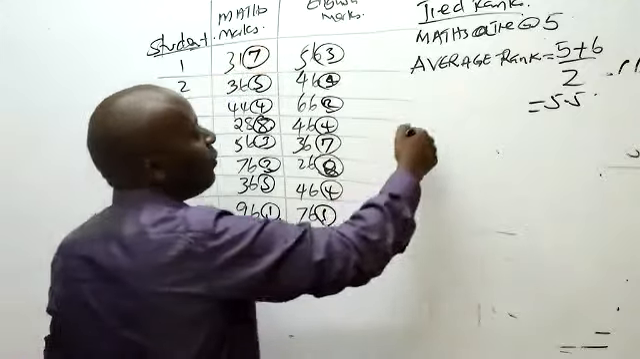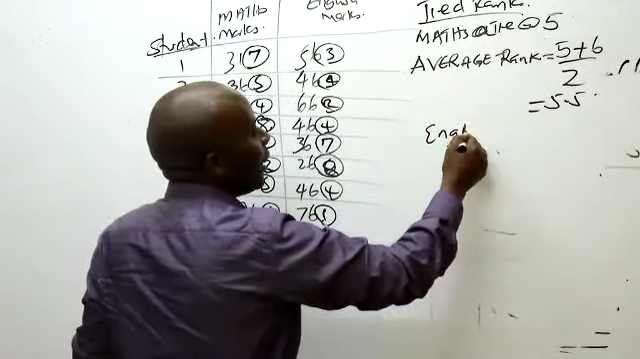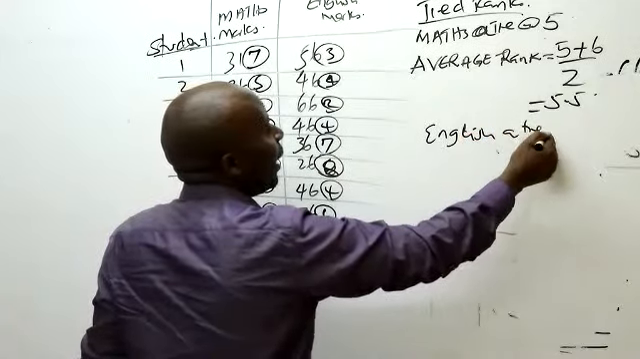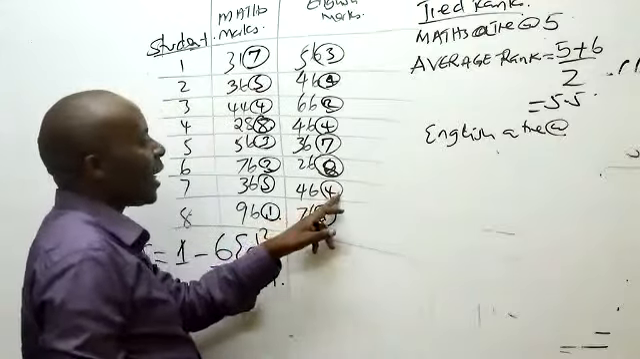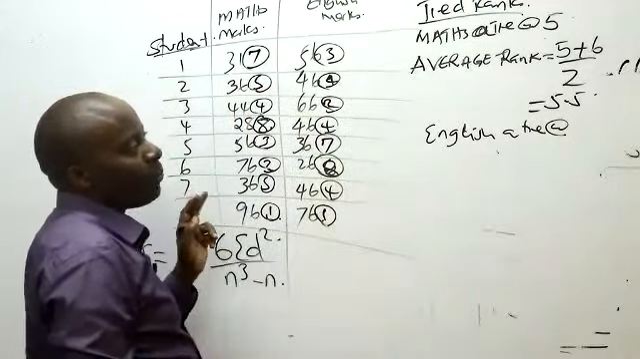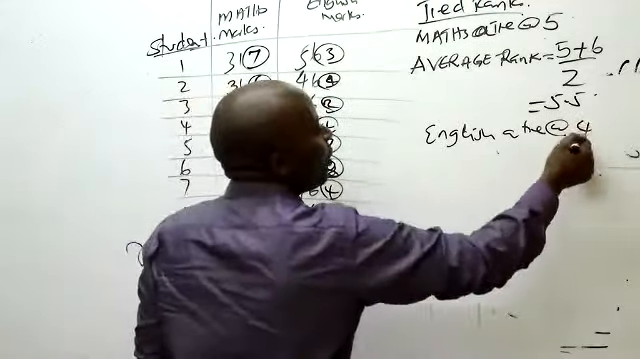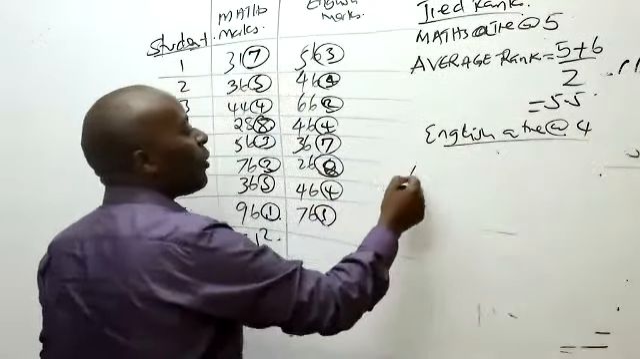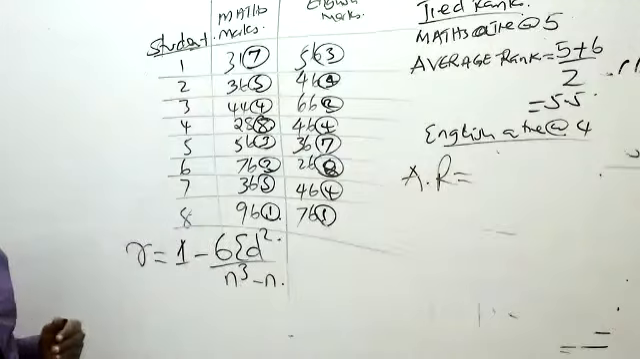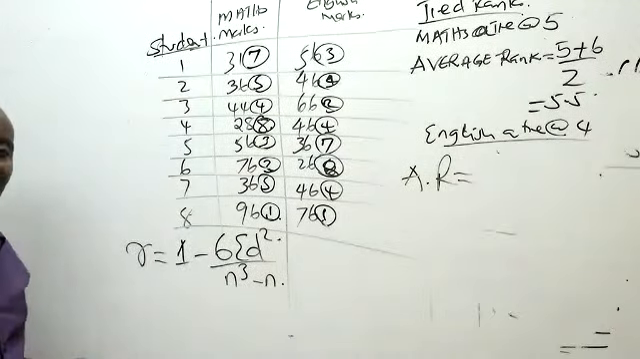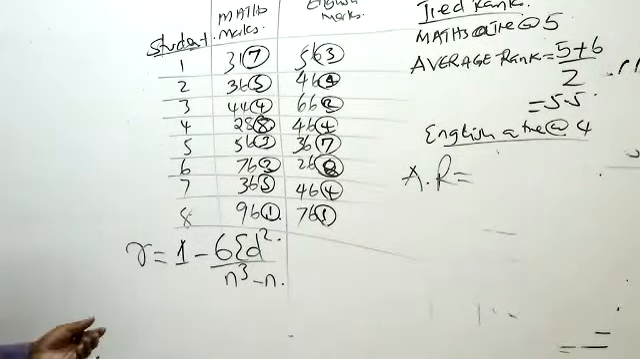So we have English, a tie at position what here? I can remember it's a tie at position 4. Position 4. And this time around, we are quite lucky because we have many students who tied up at that particular position, position 4. So remember, whenever there is a tie, you must always give an average rank. How do you get the average rank? Quite easy.